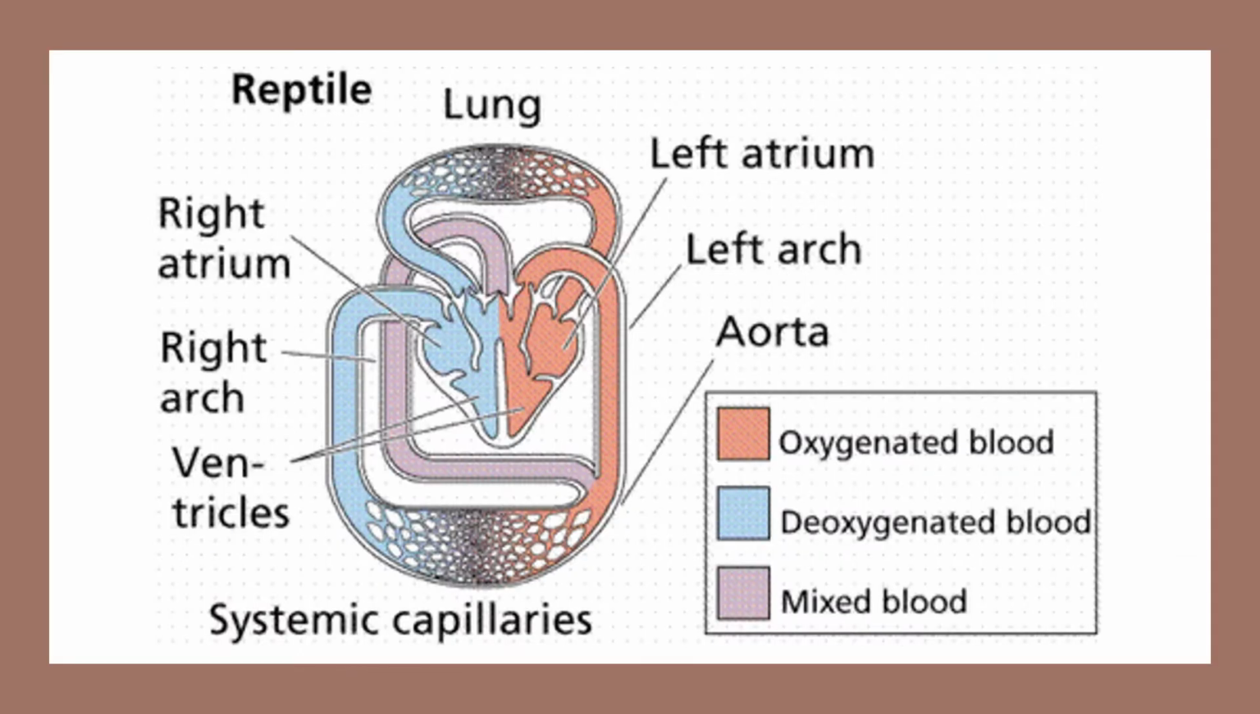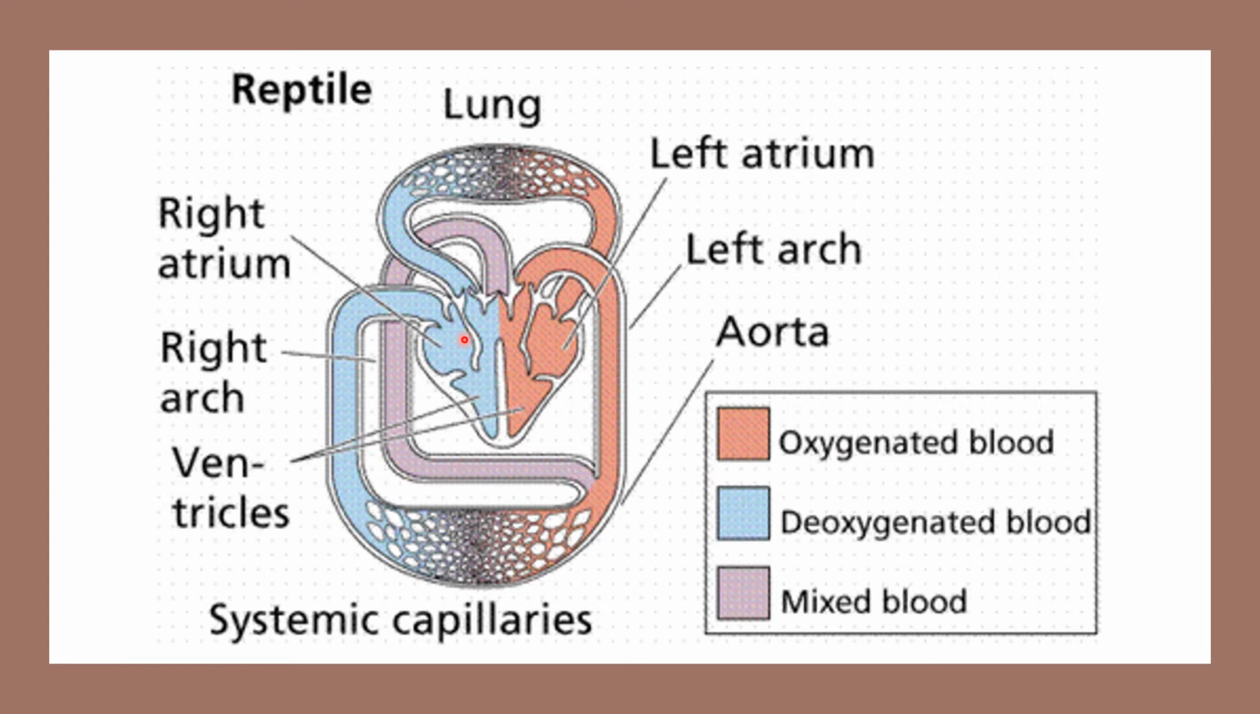Reptiles have an incomplete double blood circulatory system. Reptiles have two atria and one ventricle, which is in two parts. Oxygenated blood flows from the heart to the whole body except the lungs to provide oxygen, changes into deoxygenated blood and flows back into the heart.